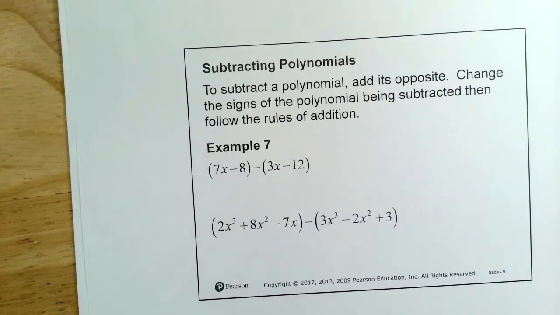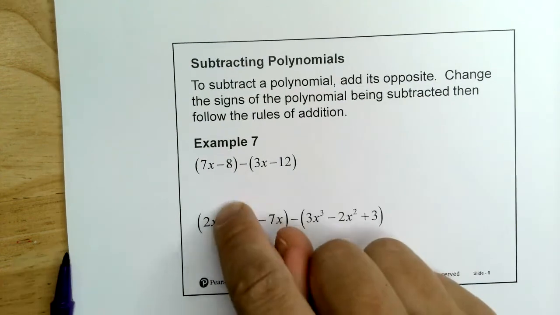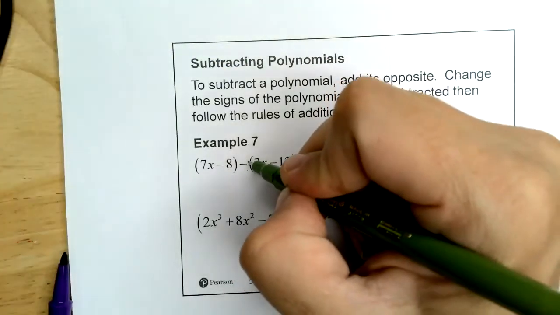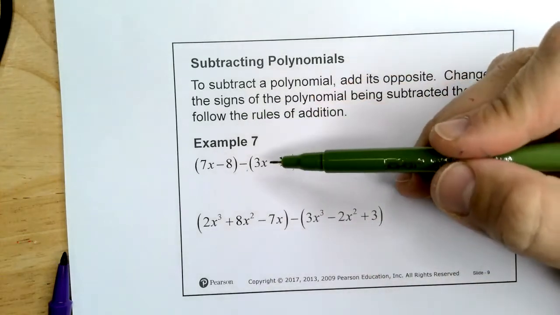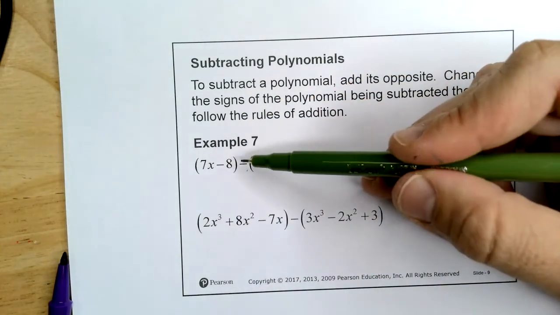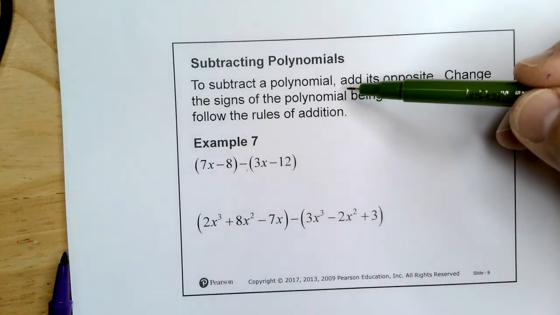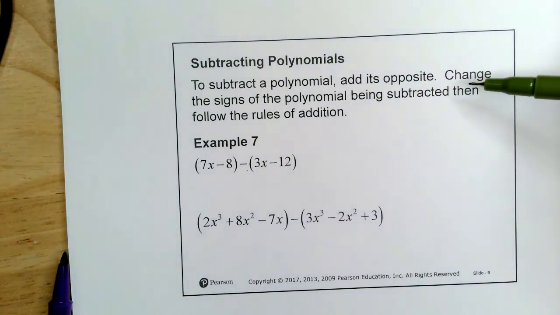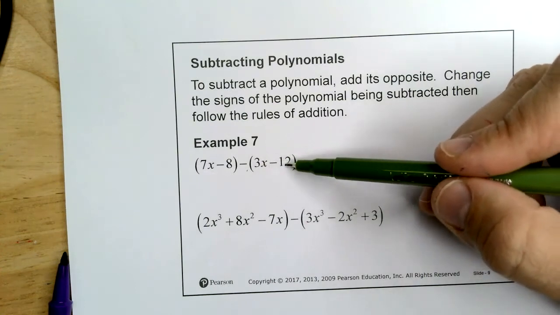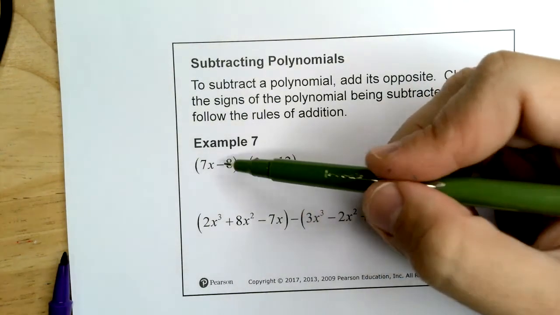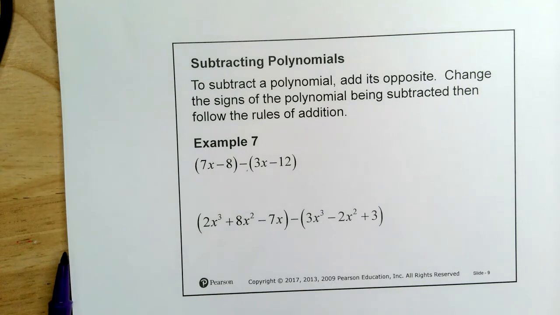And now let's practice subtracting. I like to say that I am distributing the negative sign. I like to put a 1 right here, and so I multiply 3x and 12x by a -1. That's how I like to think of it. But Pearson says add its opposite. So if you change both of these signs and add them here, okay?